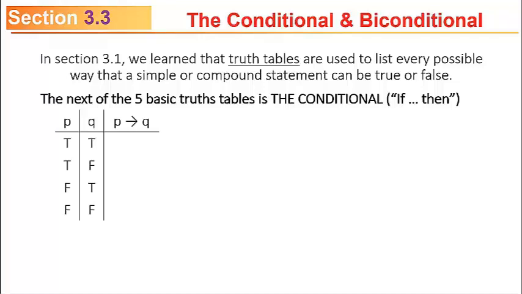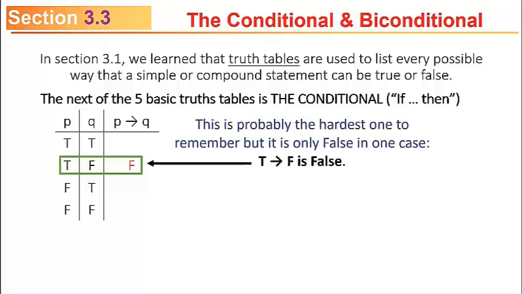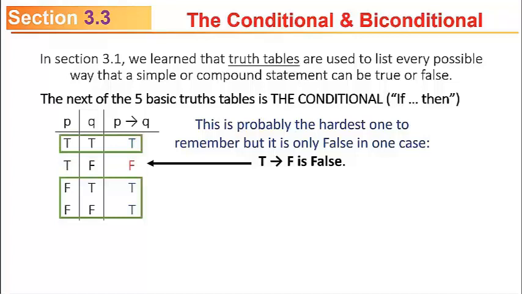The truth table for the if-then has only one case where the result is false, and that is if the P is true and the Q is false. This is probably the hardest one to remember, but it's the only false case for the conditional. T implies false is false. All of the other cases are true. So even though it's probably the hardest to remember, you have to focus on the one false case and just remember that the others are true.